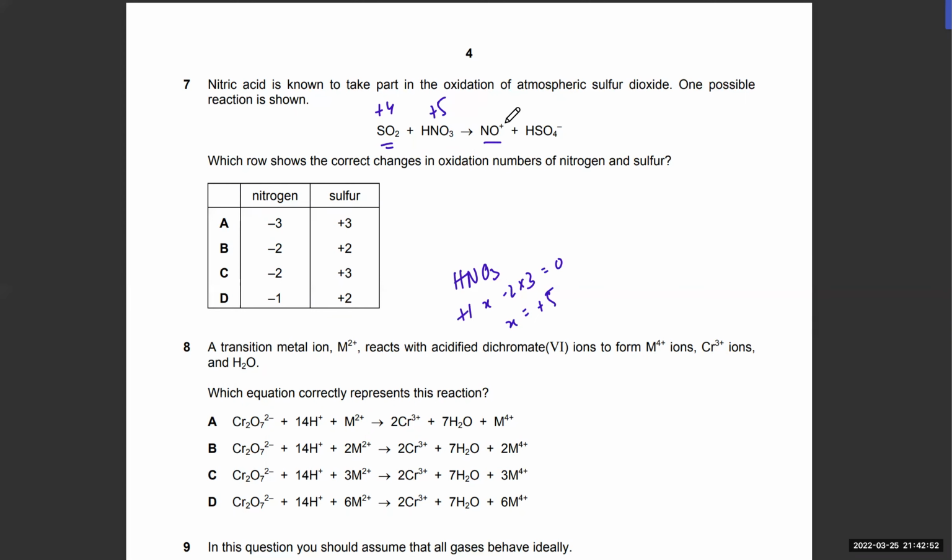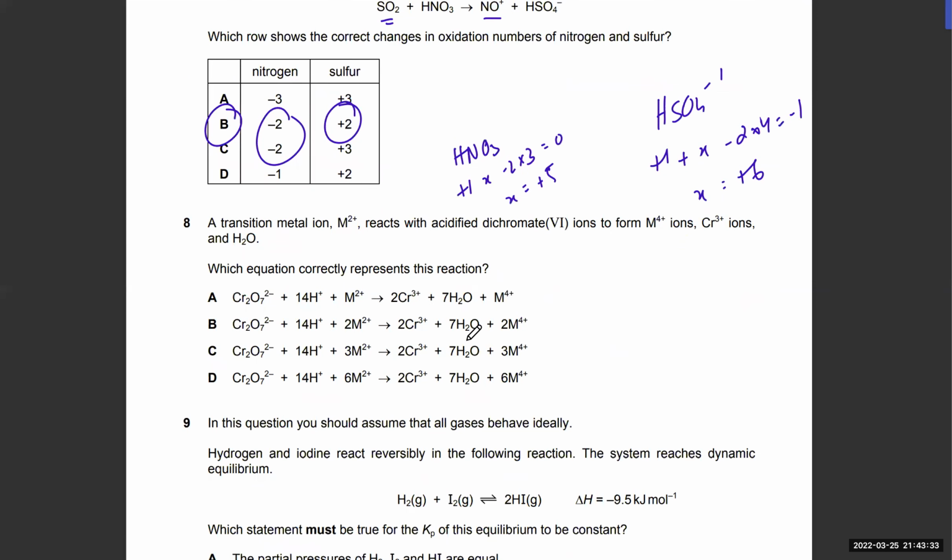NO: oxygen is -2, so how do you get 0? N must be +2. HSO4 -1: H is +1, sulfur is not known, O is -2 times 4. Everything should add up to equal -1. If you do this, X would come out to be +6. So it comes out to be +6. The question was which row shows the correct changes in oxidation numbers? N goes from +5 to +3, so that's -2. And sulfur goes from +4 to +6, so that's +2. So the answer is B.